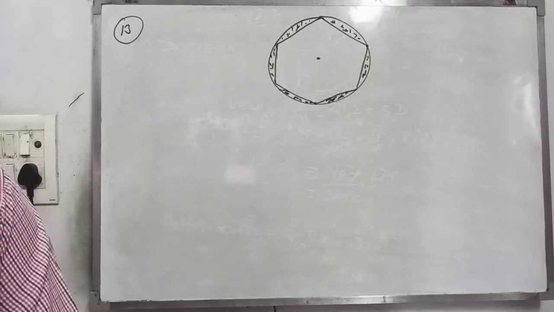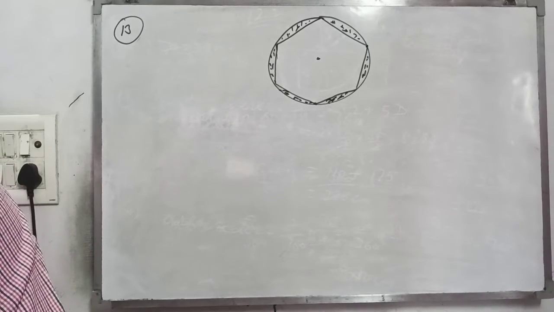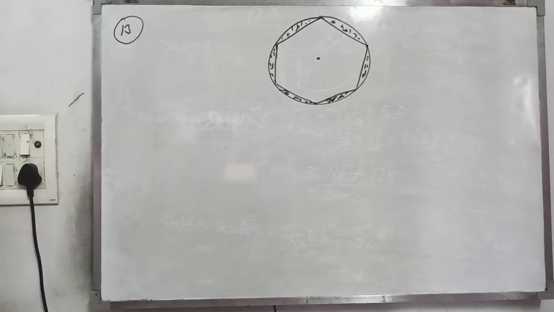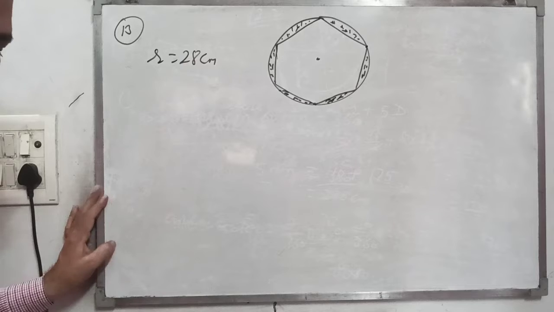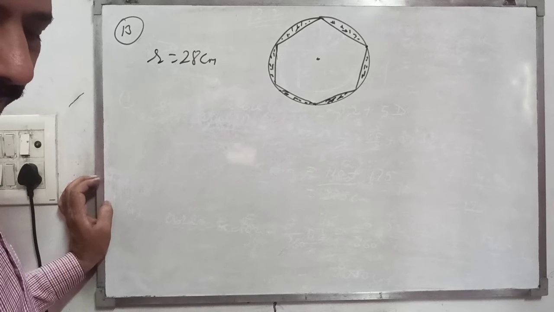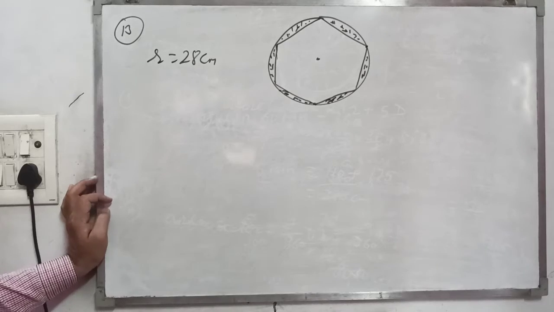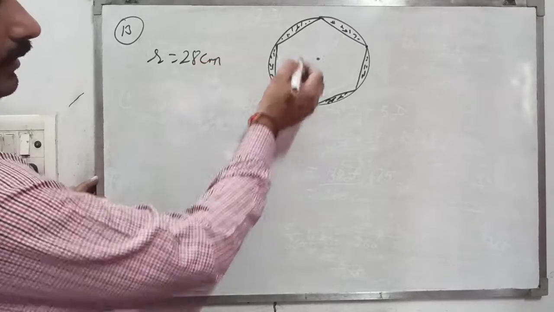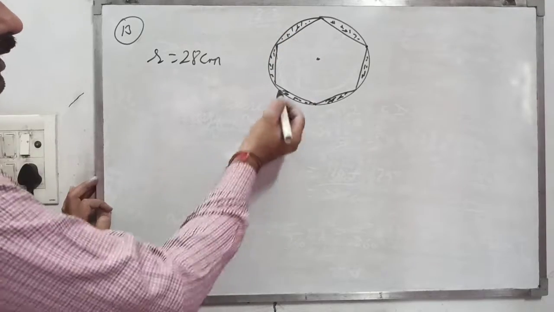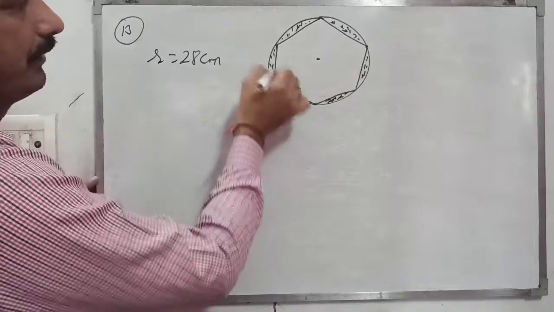So come to question number 13. A round table cover has 6 equal designs as shown in the figure. The radius of the cover is given, that is 28 centimeter. Find the cost of making the design at the rate of 0.35 rupees per centimeter square. So it's a table and they have divided it into 6 parts: 1, 2, 3, 4, 5, 6.